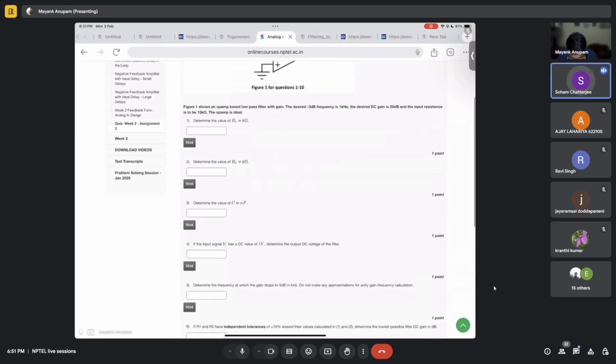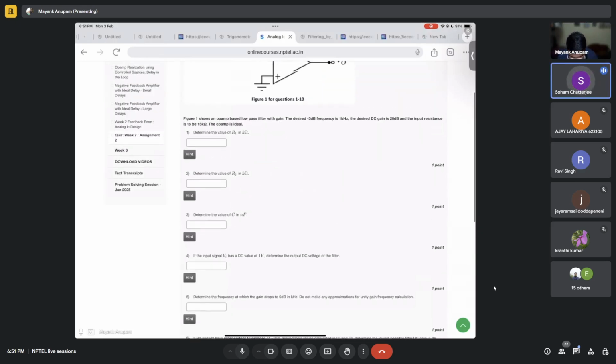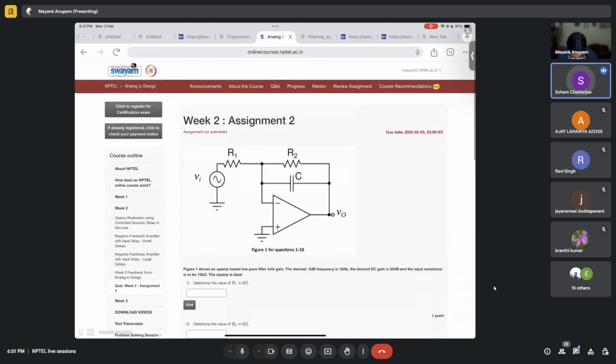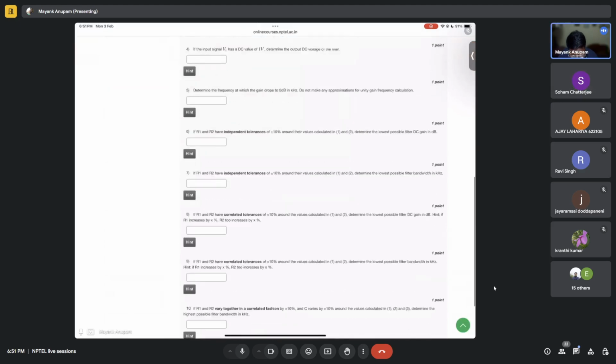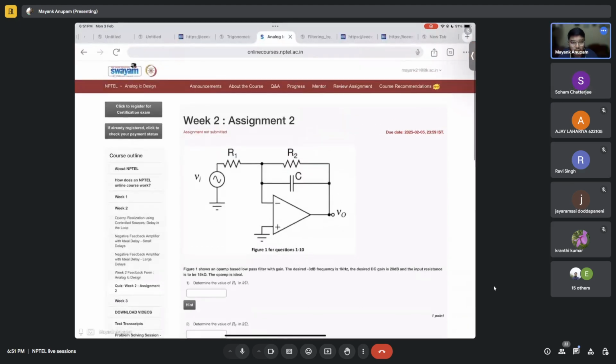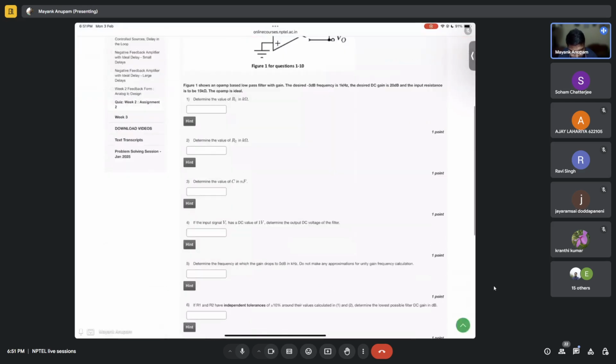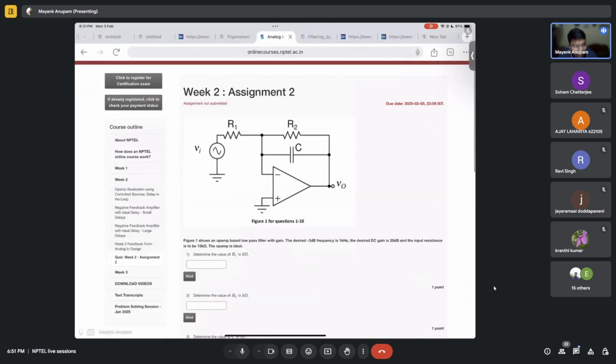So there are actually two ways, right? I can use the gain bandwidth product, or I can equate the transfer function to one. No, no. What is gain bandwidth product? What are you saying? The op amp is ideal. There is no negative feedback. The question of negative feedback is not there.